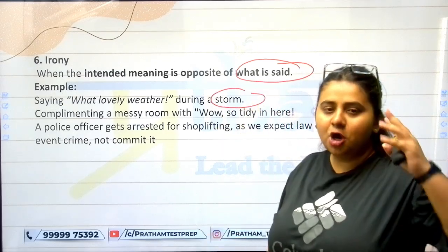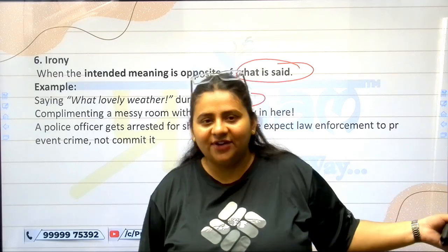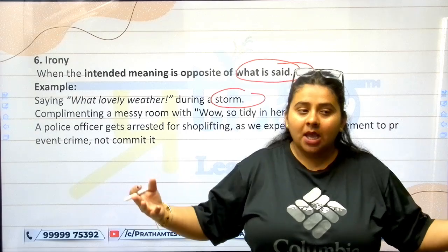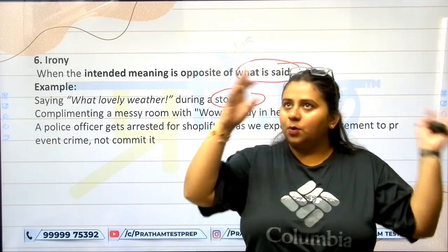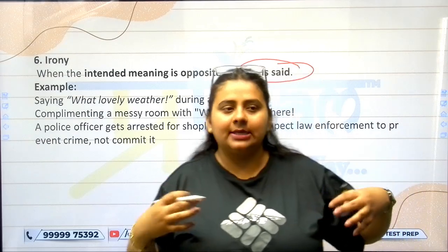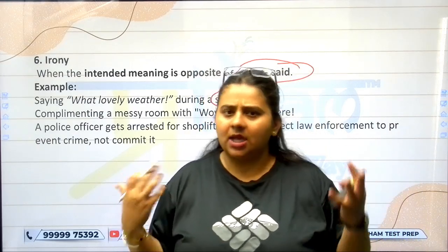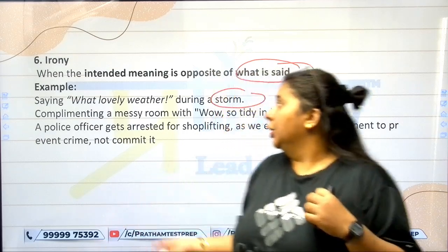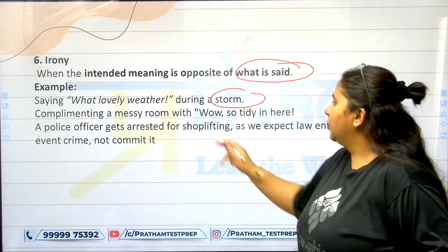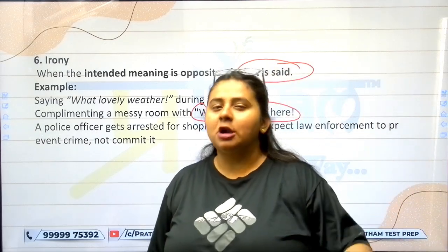Now when a storm is coming, nobody can say it's very lovely weather, meaning a sweet, lovely breeze, when you know a breeze is there and a good weather, sky and everything is very good, you know, comforting, the ambience is according to a person. At the time of a storm, the ambience is not according to a person, so that's called your irony. Similarly, complimenting a messy room with, wow, so tidy in here. So basically irony is a way of taunting, right?